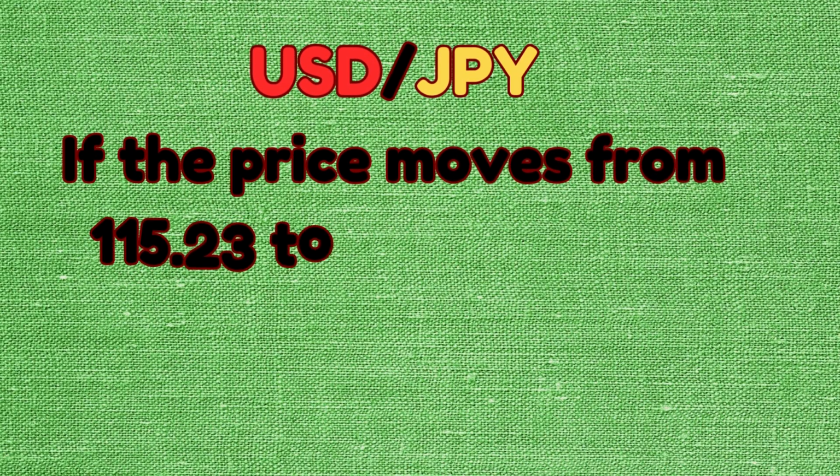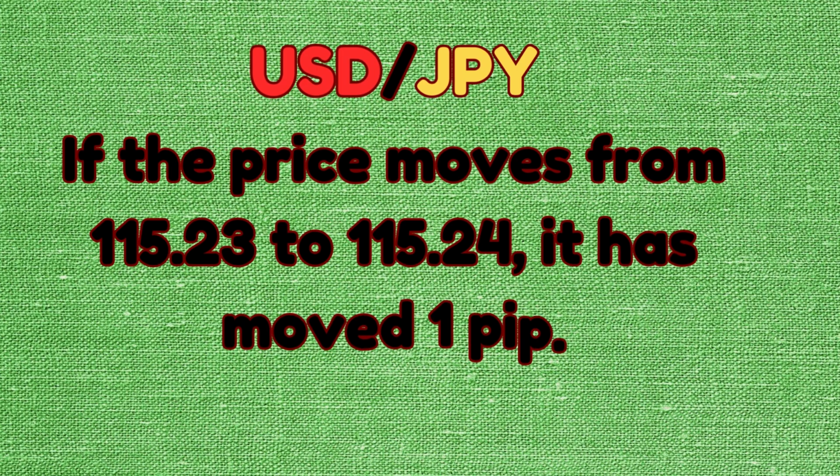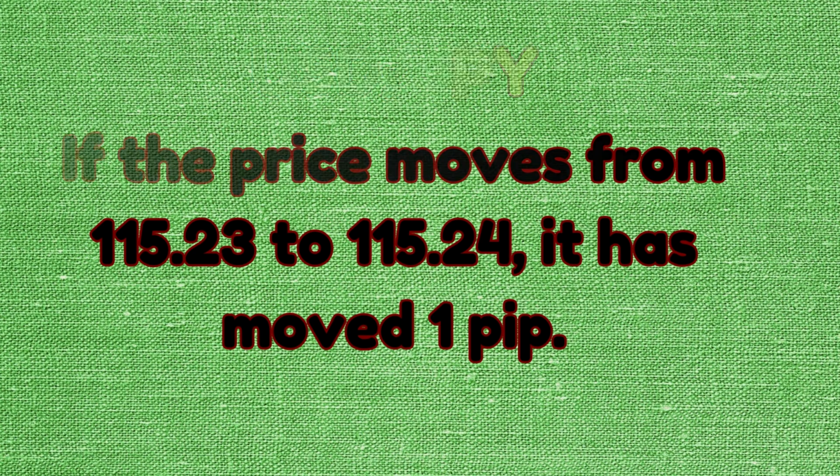But if it's USD/JPY and the price moves from 115.23 to 115.24, it has moved 1 pip. A pip is usually the last decimal place of a price quote.